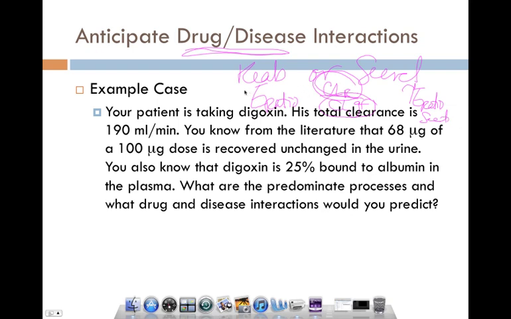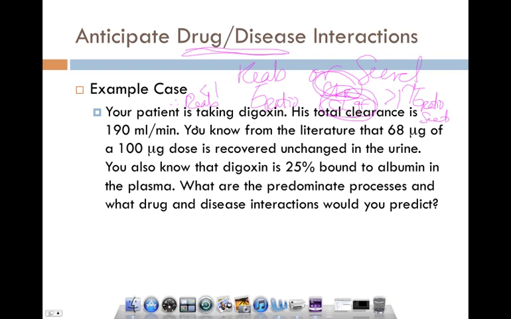If its E ratio is less than 1, that means more was filtered than was gotten rid of in the kidneys, therefore reabsorption has to be the winner. So how do we figure that out?